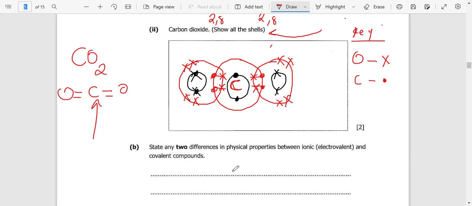State any two differences in physical properties between ionic, which is also called electrovalent, and covalent compounds. So ionic compounds, one thing we should know. Maybe you have got any characteristic that you know before I mention. Any difference between ionic and covalent compounds?